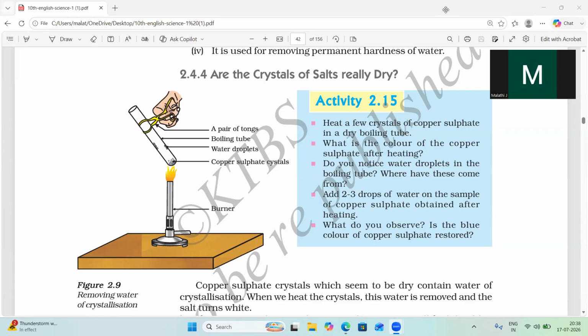And pH scale we studied, importance of pH scale studied. Last session we studied about salts, then types of salts, then the common salts and their uses.